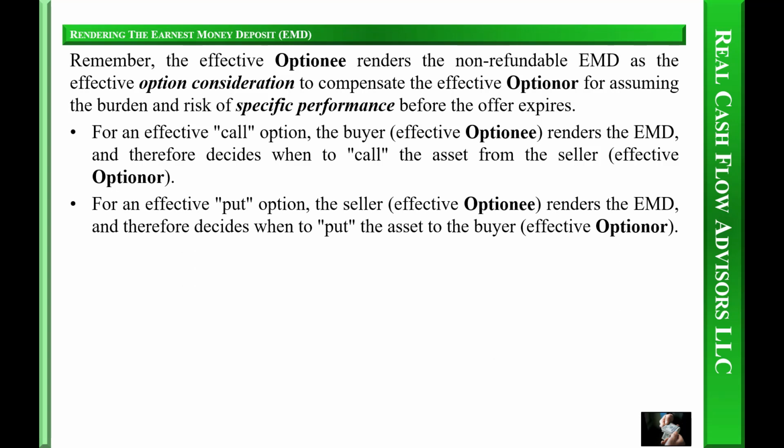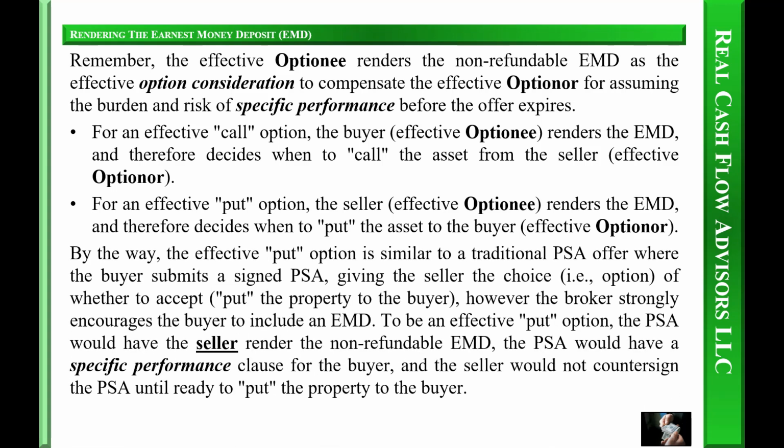For an effective put option, the seller, effective optionee, renders the EMD and therefore decides when to put the asset to the buyer, effective optionor. By the way, the effective put option is similar to a traditional PSA offer where the buyer submits a signed PSA, giving the seller the choice, that is, option, of whether to accept, that is, put the property to the buyer. However, the broker strongly encourages the buyer to include an EMD.